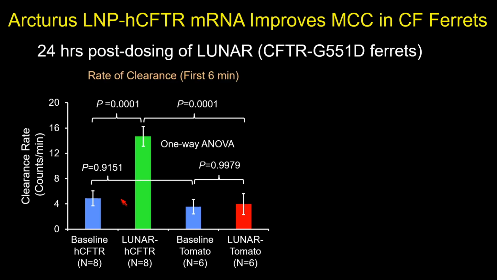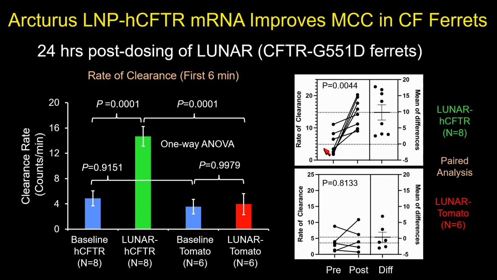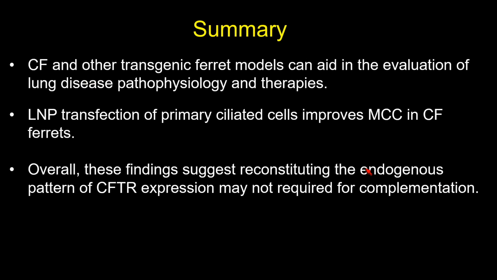One can quantify this again, and here just the clearance rates, very significant differences between these groups and recovery in the human CFTR. And in nearly every ferret, there was an increase in clearance with human CFTR and lunar, and really no tangible increase in the tomato mRNA transfected cultures.